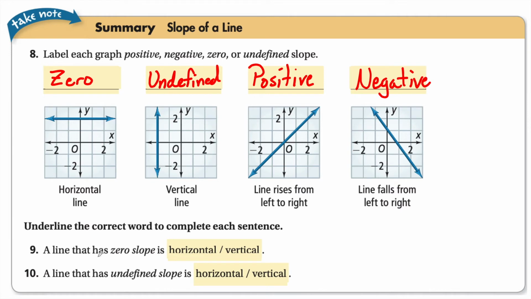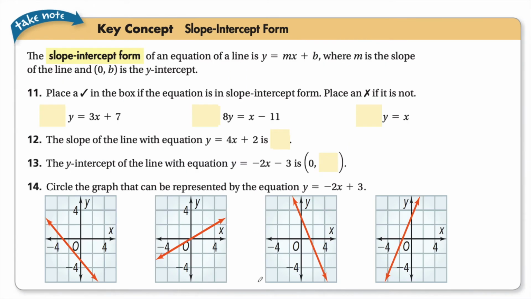Underline the correct word to complete each sentence. A line that has 0 slope is going to be horizontal, whereas a line that is undefined will be vertical. The slope-intercept form of an equation is what we've always worked with in Algebra 1 and possibly beforehand, which is going to be y equals mx plus b, where m represents the slope of the line and the b point is going to be the y-intercept. In other words, the b value is going to be the y-intercept.